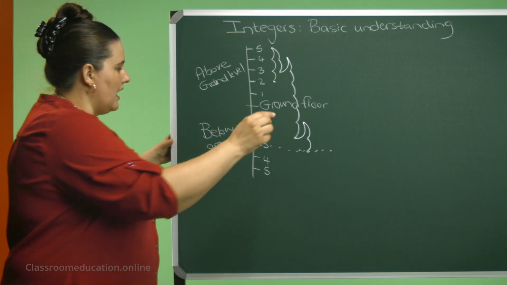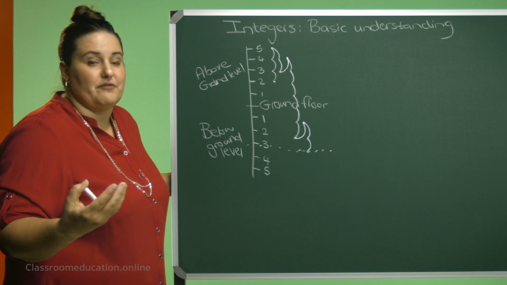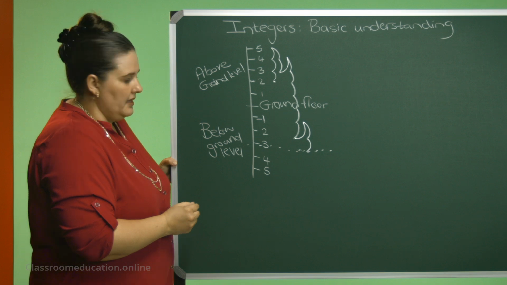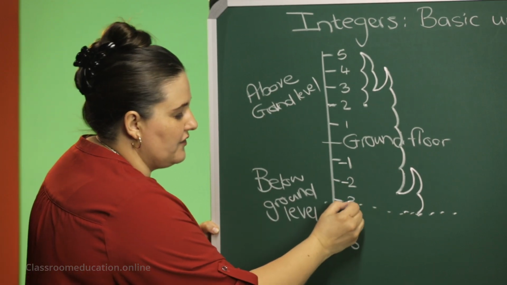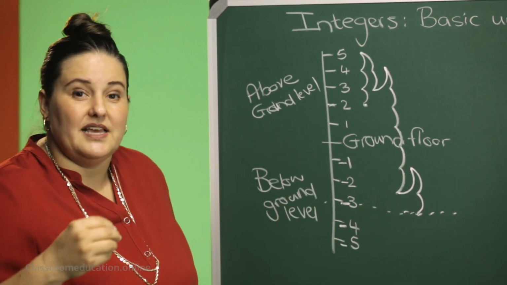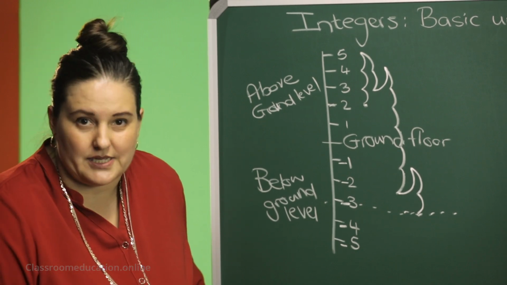If I say it's below, maybe you have seen this in lifts or elevators before. There might be a negative in front of the 1. And there might be a negative in front of the 2, negative in front of the 3, the 4, and the 5. So once there's a negative, it means that we are working with integers.